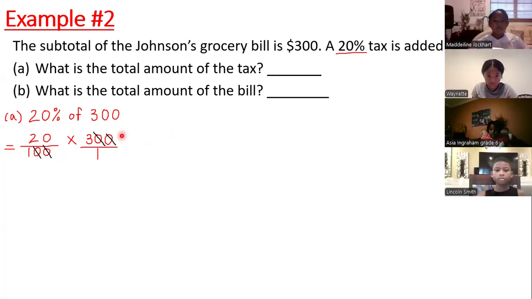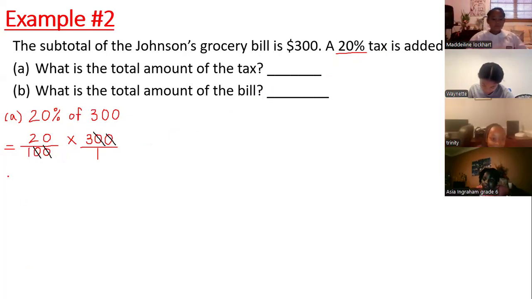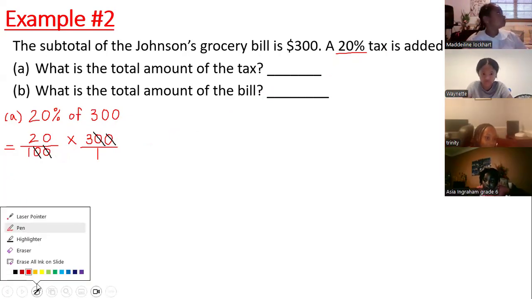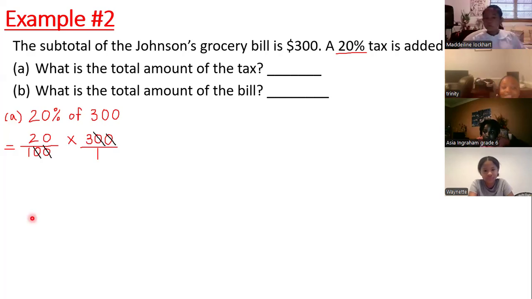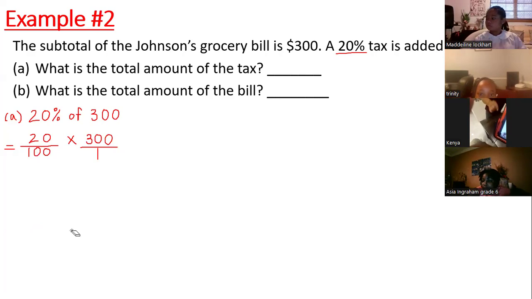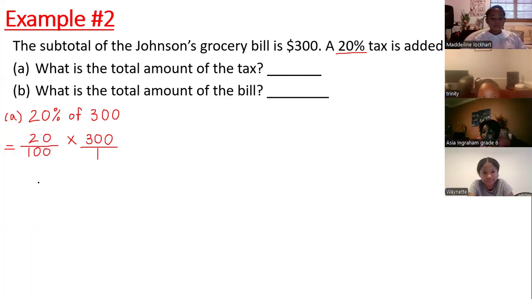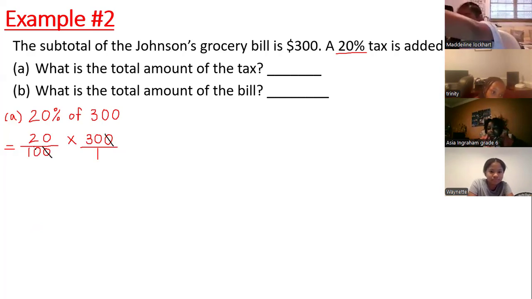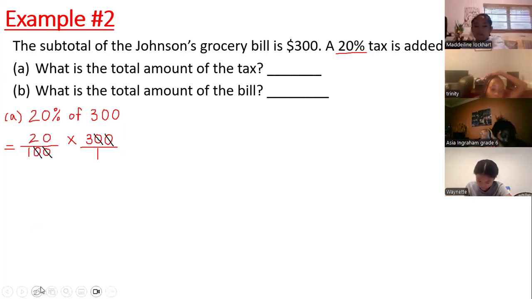I have a question. Go ahead. I don't understand how you take 2 zeros from the 20 over 100 and how you take 2 zeros from 300 over 1. All right, that's a good question. So once there's a 0 at the bottom and a 0 at the top, you can cancel them. So this 0 right here cancels out with this 0 on top. And then this 0 right here cancels out with that 0 right there. That's how we do it. And so we are left with what?